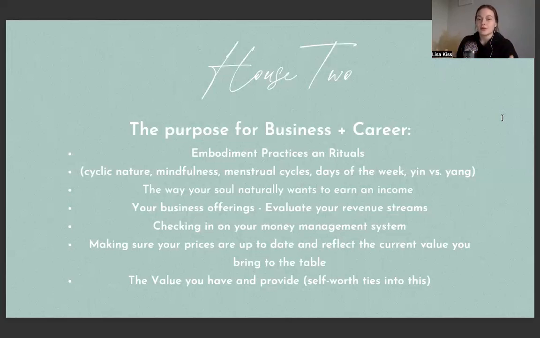So I have embodiment practices on here because it's very important to track certain things and have a mindfulness practice and meditation, and have a balance of, you're earning money and you're working, and what are you doing to decompress from that.